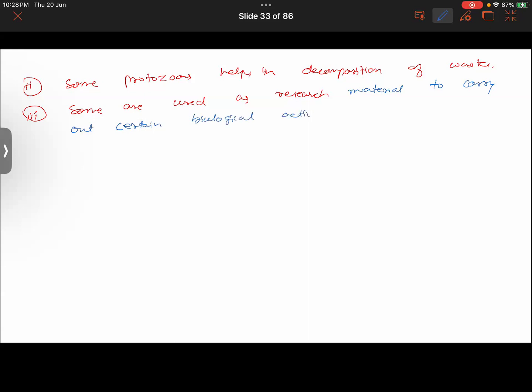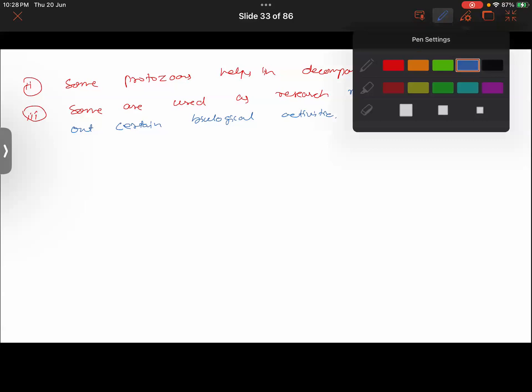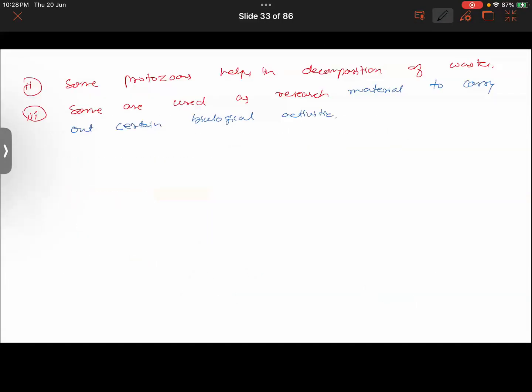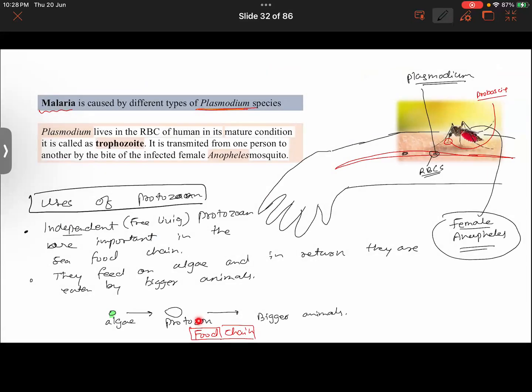So hope you guys have understood it so far. So let us quickly summarize what we learned so far. Some free living protozoans are important in the food chain found under the water. Some independently living protozoans would be feeding on algae, and in return the protozoans would be eaten by the bigger animals. Getting it, guys? So they are an important part of the aquatic food chain.